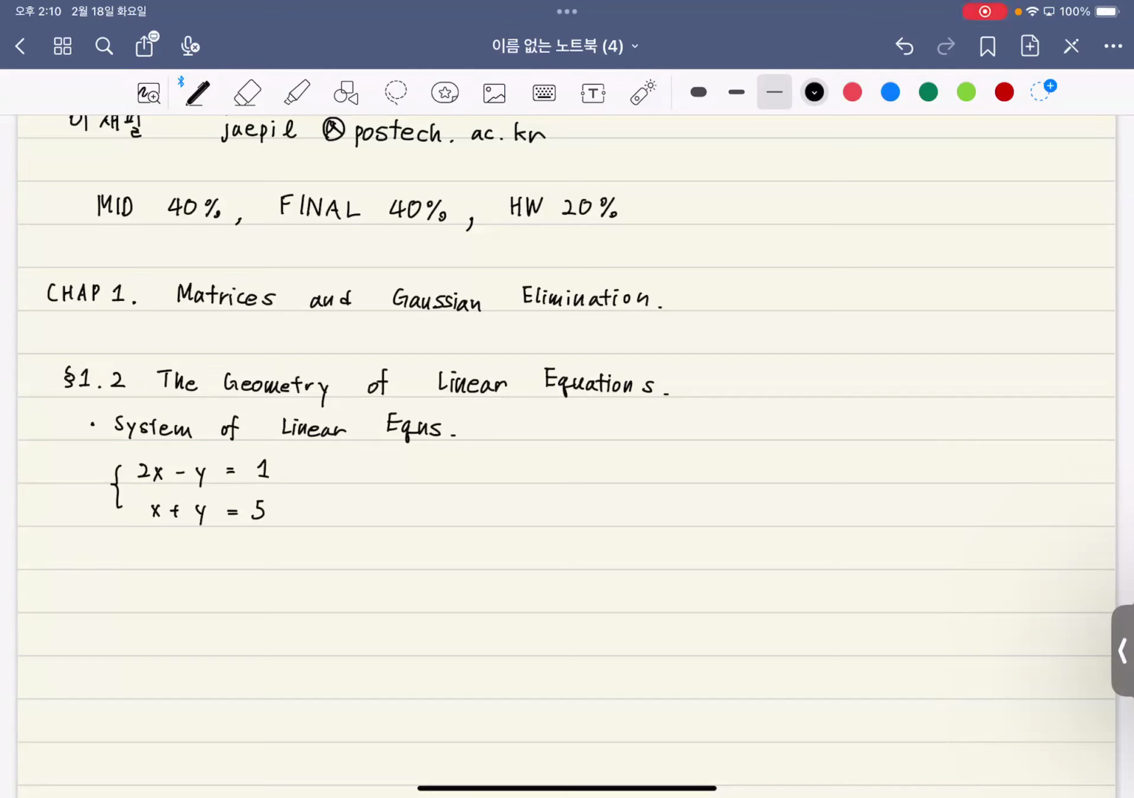And if I spend reasonable time and effort solving the equation, then it turns out the solution of the system is x equals 2, y equals 3. So this is the solution. So everyone knows how to solve it.